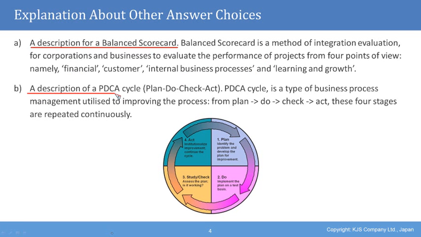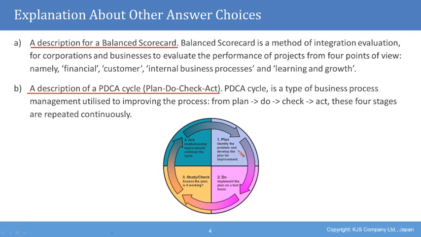Option B is a description of a PDCA cycle. Plan, do, check, and act. PDCA cycle is a type of business process management utilized to improve business from plan to do to check to act. These 4 stages are repeated continuously.